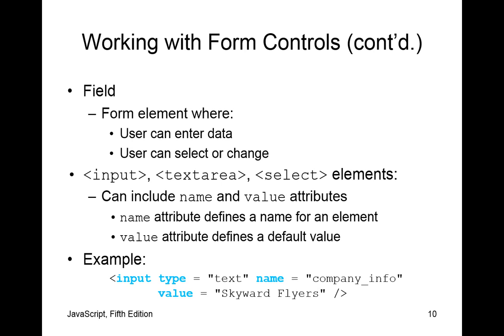For example, here we have an input type of text, which means this is just going to be a simple 255 character long text. The name of our identifier is going to be company_info. So anytime I'm going to call this from some other part of my program or web page, I'm going to call company_info. It'll be used to identify company_info. Does that make sense? The value of Skyward Flyers is what is automatically placed inside that text area.